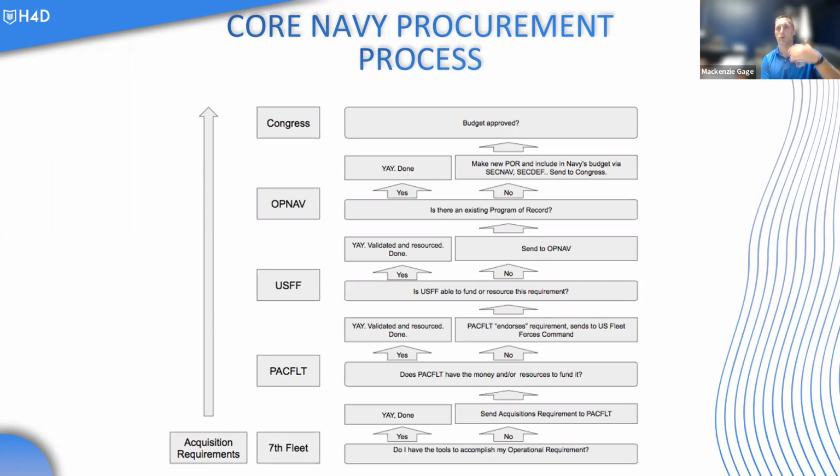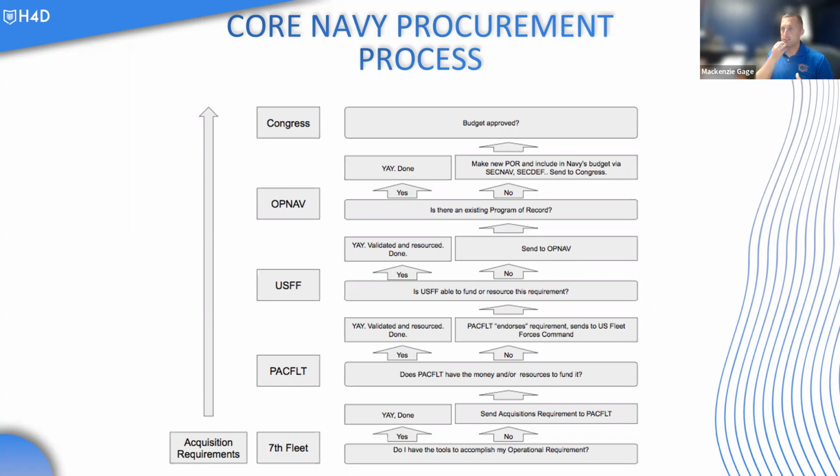So Seventh Fleet is one of the two Navy fleets out in the Pacific. They are going to send that up to their higher headquarters, Pacific Fleet. Does PAC Fleet have the money and resources to fund it? If they do, great. They validate it, they resource it, and we're done. If they don't, PAC Fleet's going to endorse the requirement and send it to U.S. Fleet Forces Command. U.S. Fleet Forces Command is over all Navy operating forces inside the service. So if they have the money, again, now they're going to validate and resource it. And if they don't, they send it to Big Navy, OPNAV.